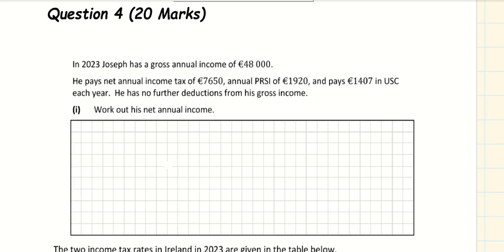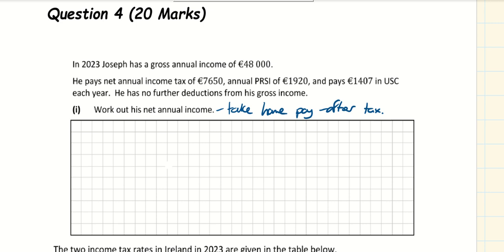Okay. Right, on to a bit of financial maths now. So we see in 2023, Joseph has a gross annual income of 48,000 and he pays income tax, PRSI and USC. Okay, you're told he has no further deductions from his gross income and you're just told to work out his net annual income. So that basically means his take-home pay. Okay, so that's after tax.